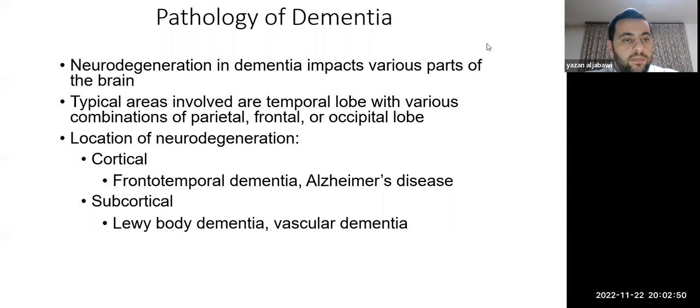Regarding the pathology of dementia, the hallmark of most types of dementia is neurodegeneration. This is why dementia, for the time being at least, is considered an irreversible disorder. It typically involves areas like the temporal lobe, as well as other lobes like parietal, frontal, or occipital. The location of the neurodegeneration could be cortical, like in Alzheimer's disease and frontotemporal dementia, or subcortical, like in vascular dementia and Lewy body dementia.